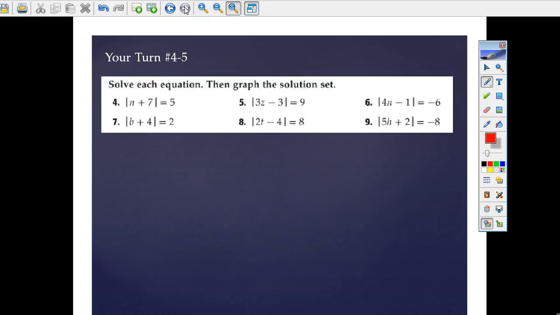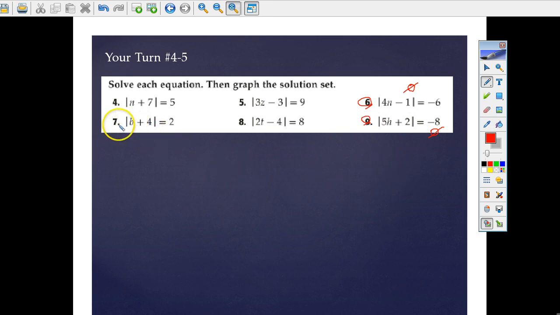Okay, welcome back. So two more your turns to do here, numbers 4 and 5. I want to do a few together before you do that. Number 6 here, absolute value equals a negative number. No such thing. So this is simply no solution. Same goes for number 9, absolute value equaling a negative number. No such thing. No solution.